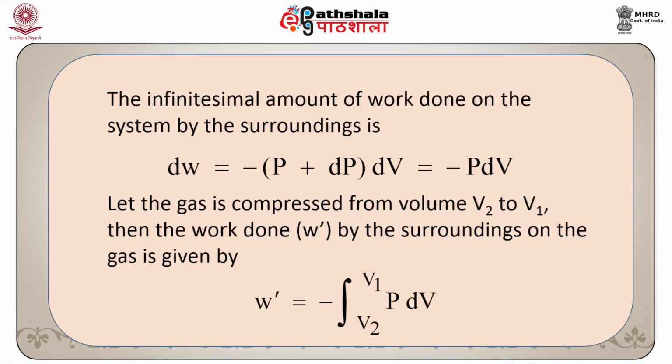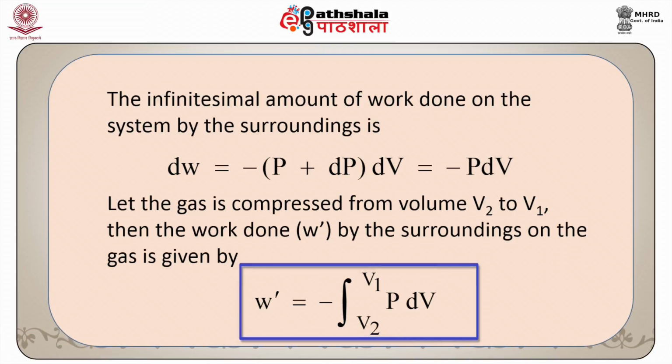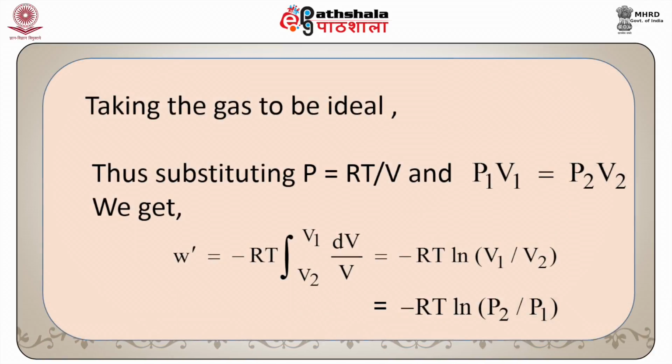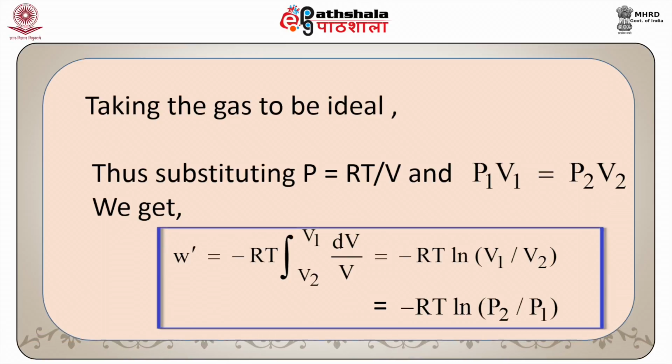Let the gas be compressed from volume V2 to V1. Then the work done W' by the surroundings on the gas is given by W' equal to minus integral from V2 to V1 of P dV. Taking the gas to be ideal, thus substituting P equal to RT by V and P1 V1 equal to P2 V2 in the above expression, we get W' equal to minus RT times the integral from V2 to V1 of dV by V, which is equal to minus RT ln V1 by V2, which is equal to minus RT ln P2 by P1.